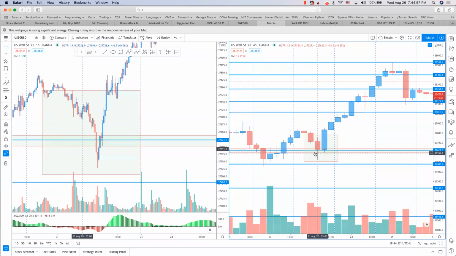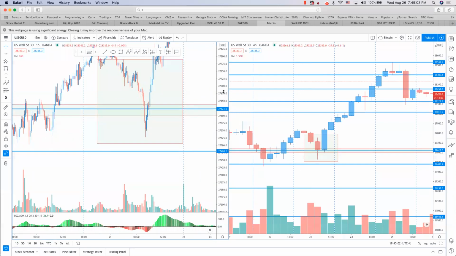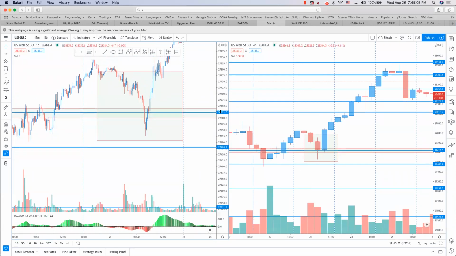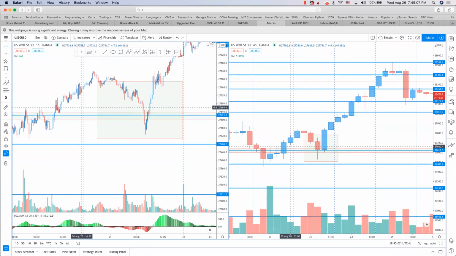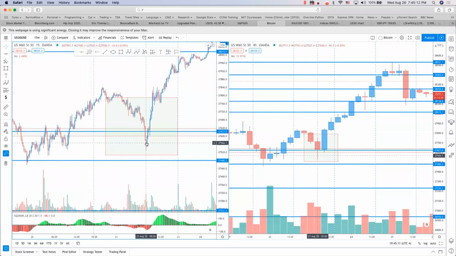Because I'm getting this rejection on the 4 hour near this zone, what am I seeing on the 15 minute? I'm seeing on the 15 minute that it pushed me all the way down here. Because I see this wick rejection right here, and I know on the 4 hour that is rejecting, I can be a lot more confident to take this and push this up.